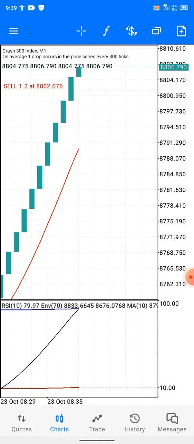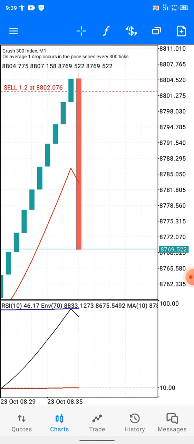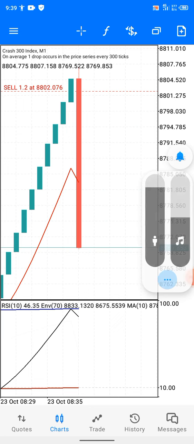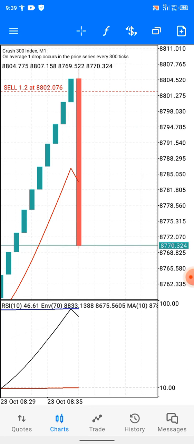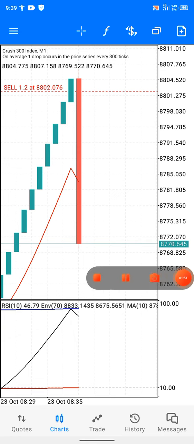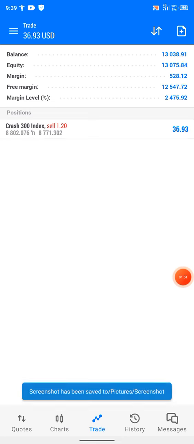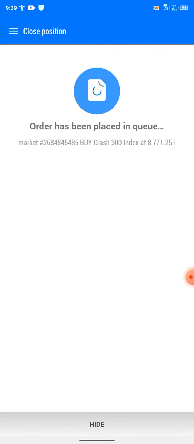Now, I've told you the setup of the strategy, and I'll be telling you how you can use the strategy to cash back in the market. You can see right here, I like to take a screenshot. This is the strategy with all the accuracy you can use to cash back in the market, and you'll be running into massive profit. Now you can see here, this is $37 profit. So for this setup, we're closing the market right now.